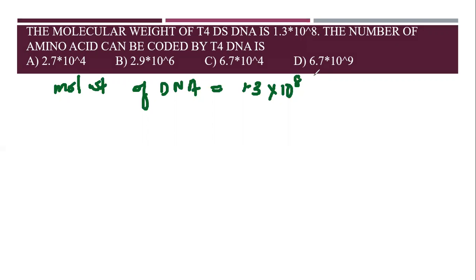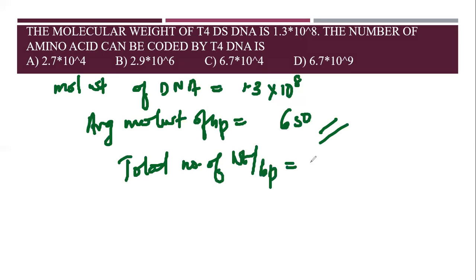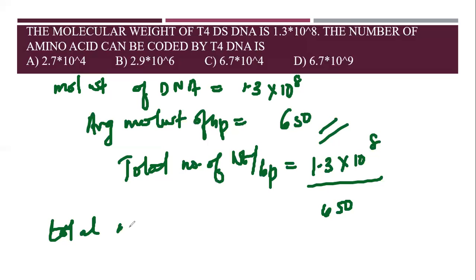Yes, Pallavi, what should be the next step? Base pair. Yes, you need to calculate the base pair. So how am I going to calculate the base pairs? By dividing the molecular weight by the average, 650. Since it is not given, we'll take 650. So I'm going to get the total number of nucleotides or base pairs as 1.3 into 10 raised to 8 divided by 650. So how much will the total number of amino acids be then?